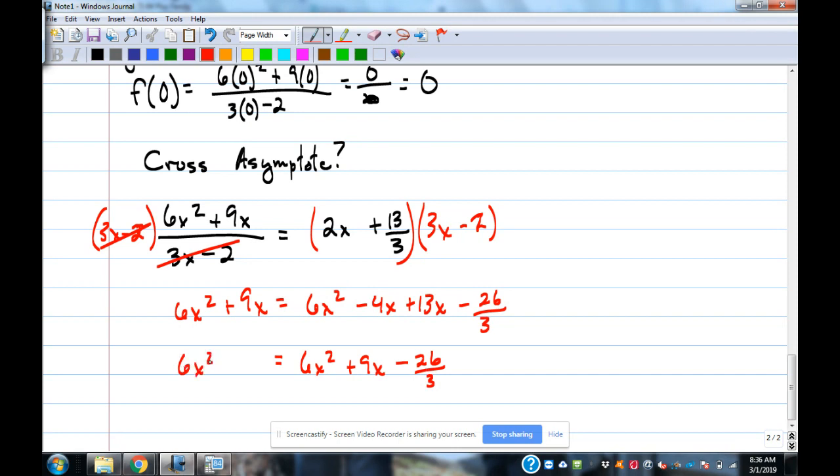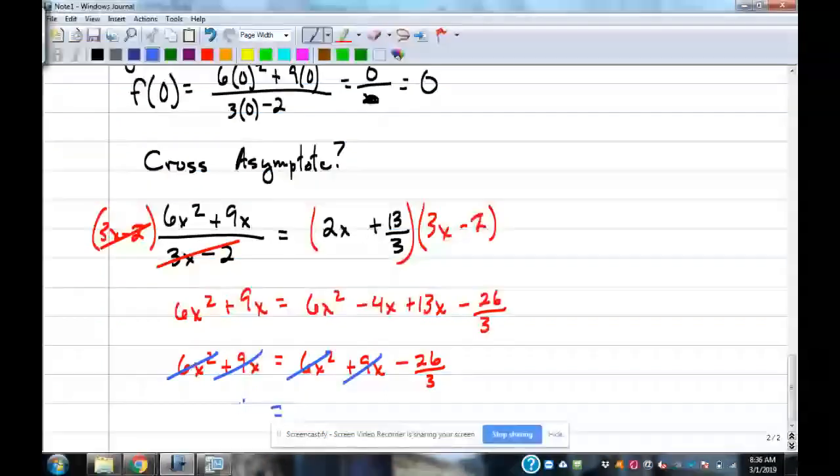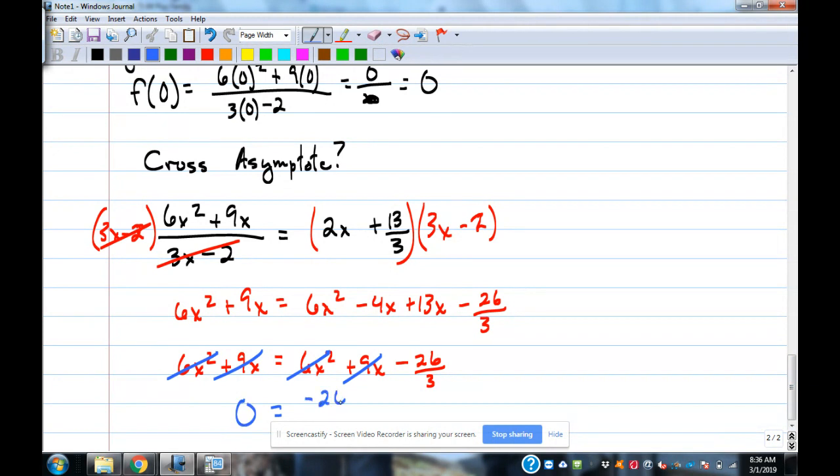What do we know is happening here? Yeah, this cancels, and we end up with, if everything cancels on the left side, what's over there? 0. Does 0 ever equal negative 26 over 3? No, I hope not. Okay, things don't work well if that ever happens. Okay, so this tells us that there's no solution, and because there's no solution, does it cross the asymptote? No.